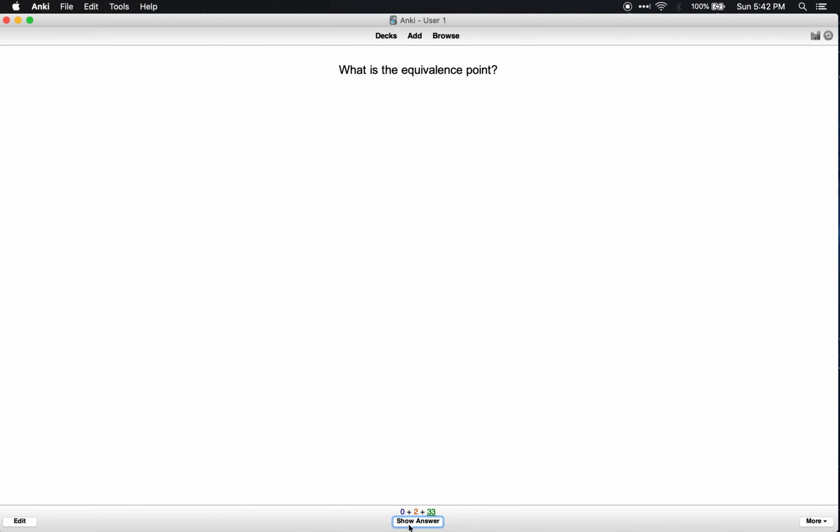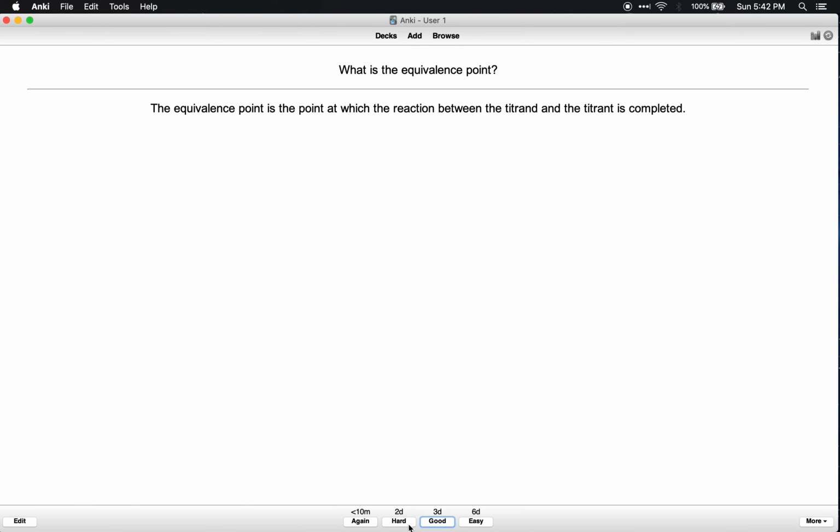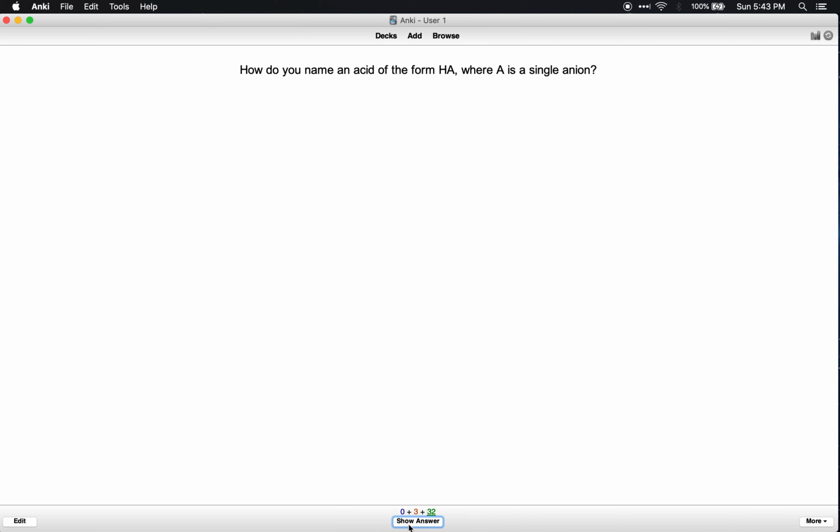The half-equivalence point is the point where pH equals pKa. The equivalence point is the point at which the reaction between the titrant and the titrand is completed.